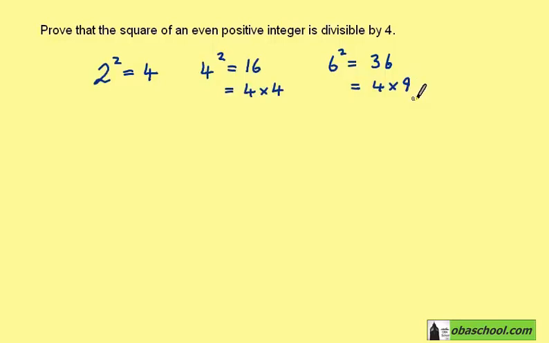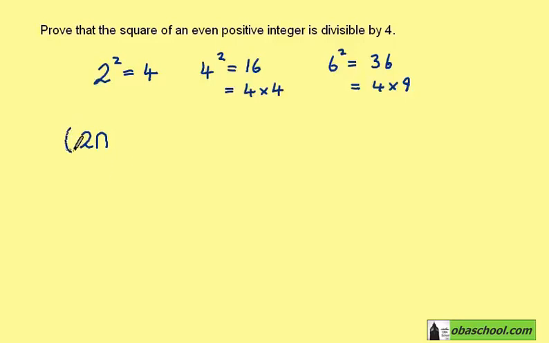However, we can't keep on forever trying 8 squared, 10 squared, 12 squared, and so on. In order to get to a proof, we need to show that it's true for every even positive integer, and that means that we need to use algebra. Let's consider that n is a positive integer. 2n would therefore be even. 2n is part of the 2 times table, and everything in the 2 times table is even.